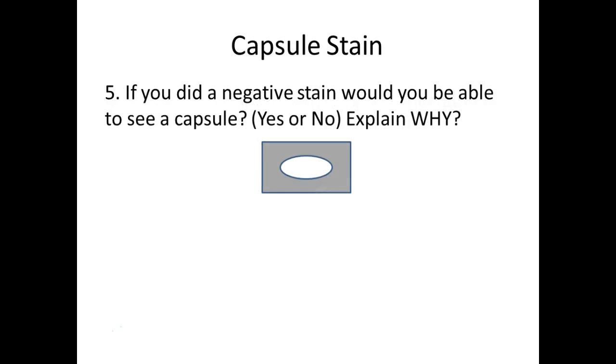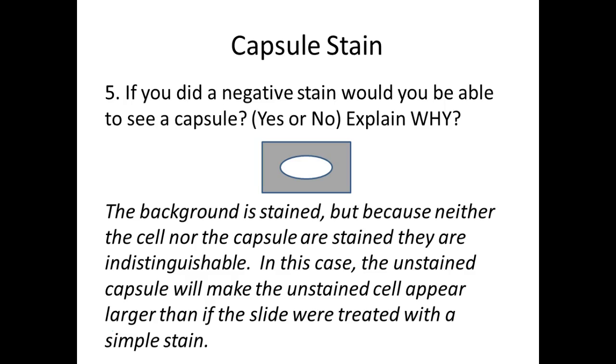Now, negative staining, again, most of the time you're probably not going to see the capsule because the cell itself won't get stained, just the background. So in this case, it might appear a little bit larger if you were to compare a simple stain to a negative stain, right? But you're still not going to be able to visualize that capsule. You got to do both steps.